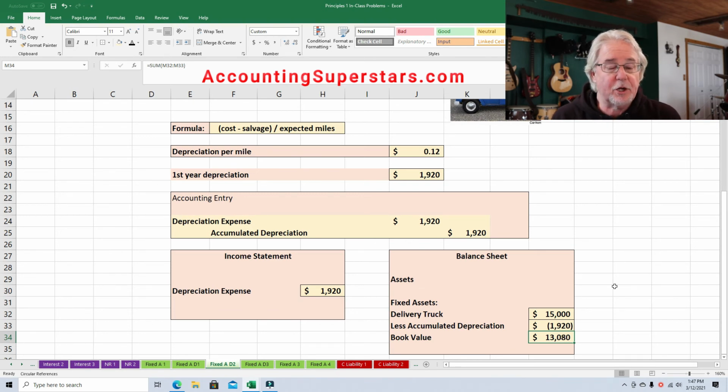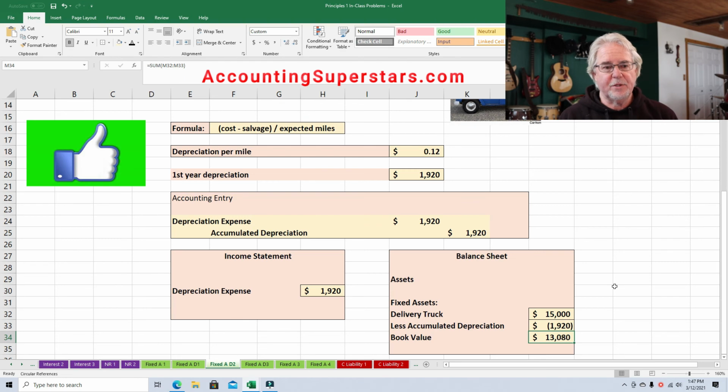The book value is according to the books. That is what the van is worth at the end of the first year. Now, we ought to know by now that market value and book value are two totally different things. Book value is what the van is worth according to the books, and it may not reflect reality.